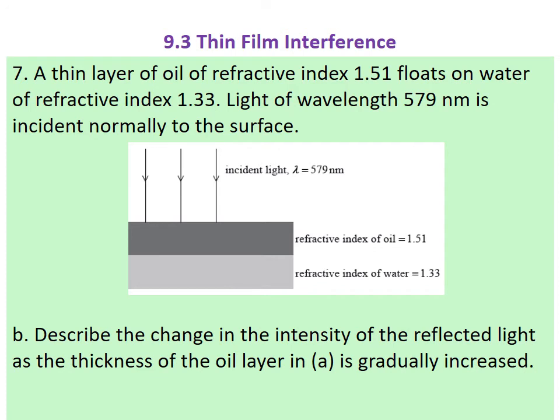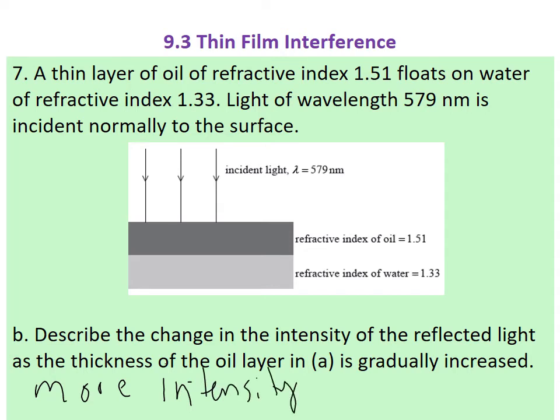So for part B, it states, describe the change in the intensity of the reflected light as the thickness of the oil layer in A is gradually increased. So initially we had a dark patch, so low intensity. As we increase the thickness, we will then get more intensity. We're changing the path length in this case. So where that spot had no intensity, we'll have more intensity.